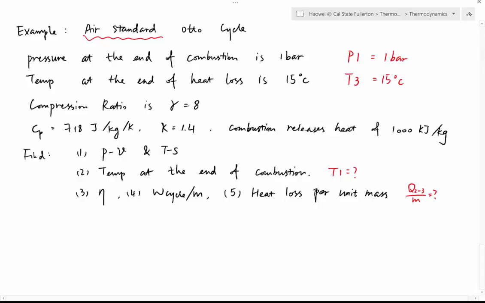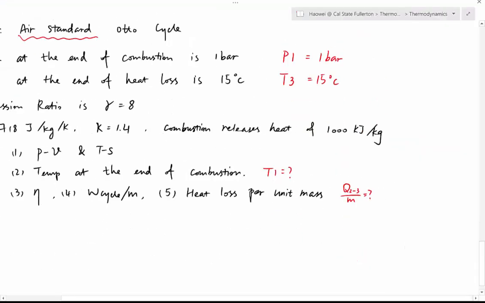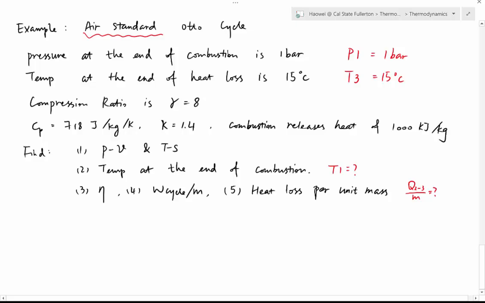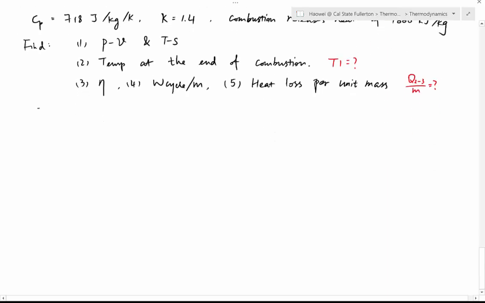Make sure you understand what the question asks for. Okay, so now let's start from part 1. Sketch the two diagrams. This is actually the easiest part of this example because if you have an Otto cycle, the two diagrams never change. Why? Because there's no phase change at all. Unlike before, there's no phase change. If there's no phase change, the two diagrams will always be the same. So you don't even need to justify anything or think about anything. You just copy what we did earlier.